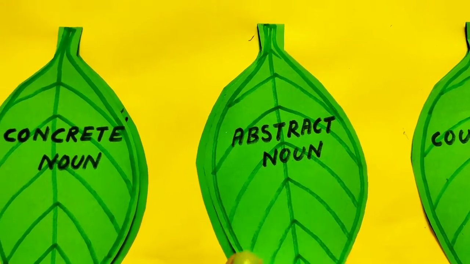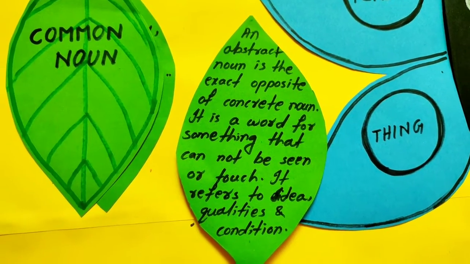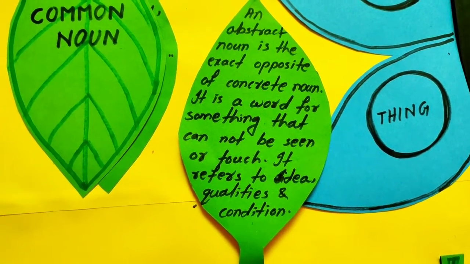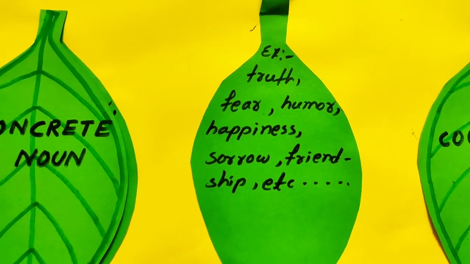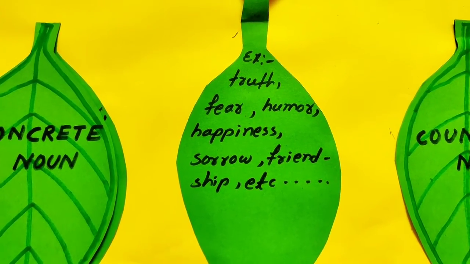Then abstract noun. An abstract noun is the exact opposite of concrete noun. It is a word for something that cannot be seen or touched. It refers to idea, qualities and condition. For example, truth, fear, humor, happiness, sorrow, friendship, etc.